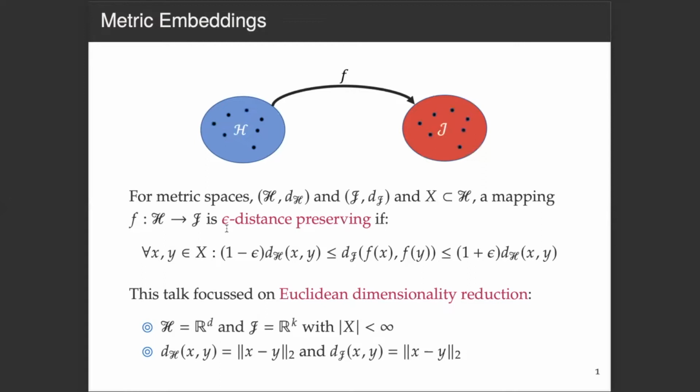In this talk, we are going to focus exclusively on the Euclidean dimensionality reduction version of this problem, where both the metric spaces are finite dimensional Euclidean metric spaces. And typically, the embedding space J is going to be of much smaller dimension, K, compared to the original high dimensional space H. And X is going to be some finite subset of H. So in this talk, we're going to use D to denote the dimension of the original space, and we're going to use K to denote the dimension of the embedding space.